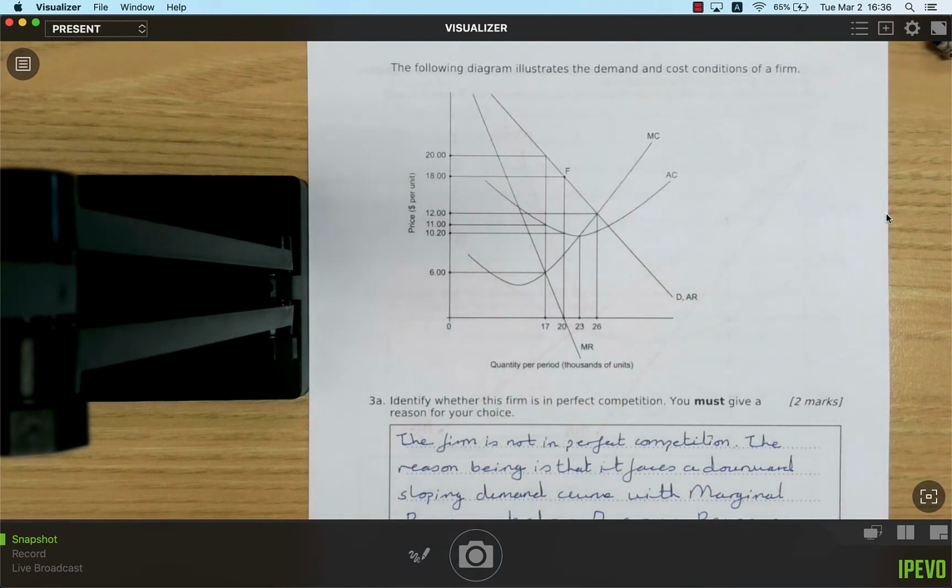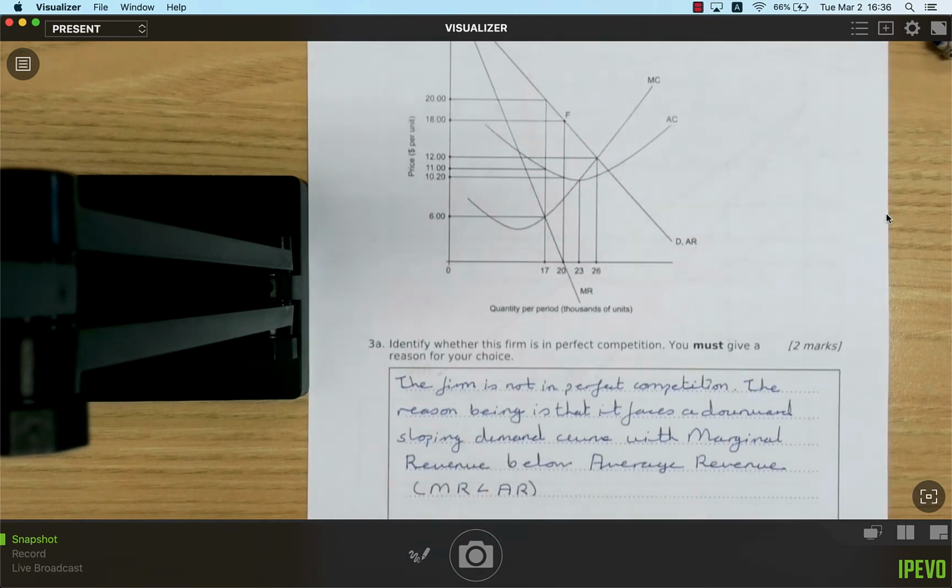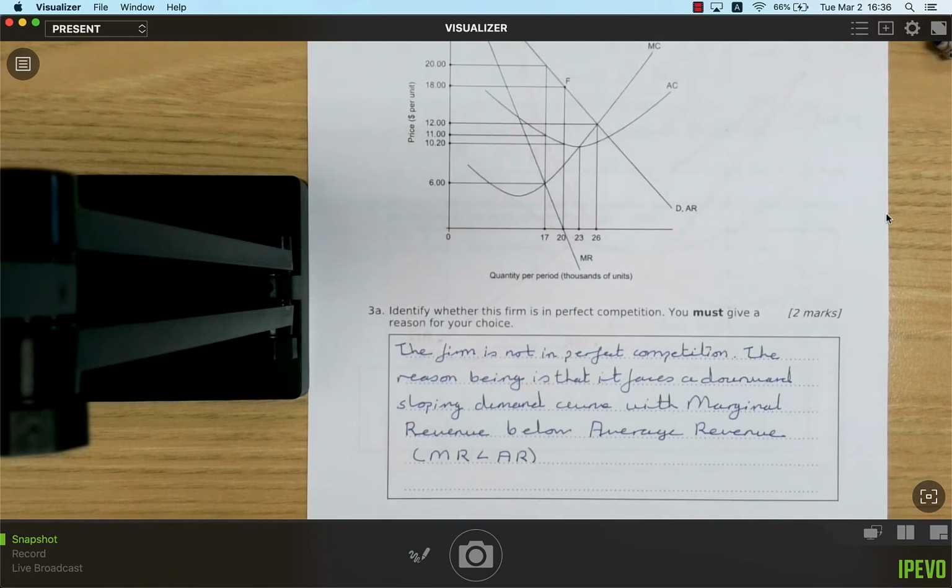Okay, now the next thing that we're saying here is that the following diagram illustrates the demand and cost conditions of a firm. Absolutely no problem. Okay, straight away, at the very least, it's neither oligopoly because it doesn't have a kinked demand curve, and it's not perfect competition because it's got a downward sloping demand curve with marginal revenue below the average revenue, and that's the first question. Okay, identify whether this firm is in perfect competition. You must give a reason for the answer.